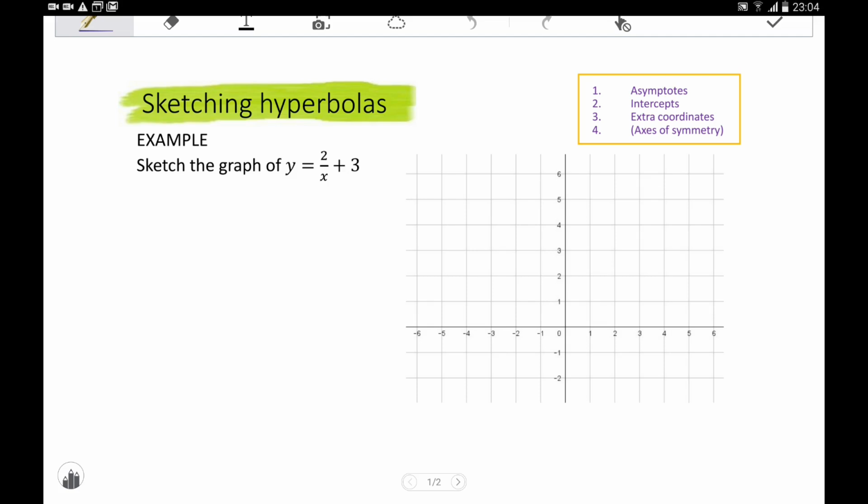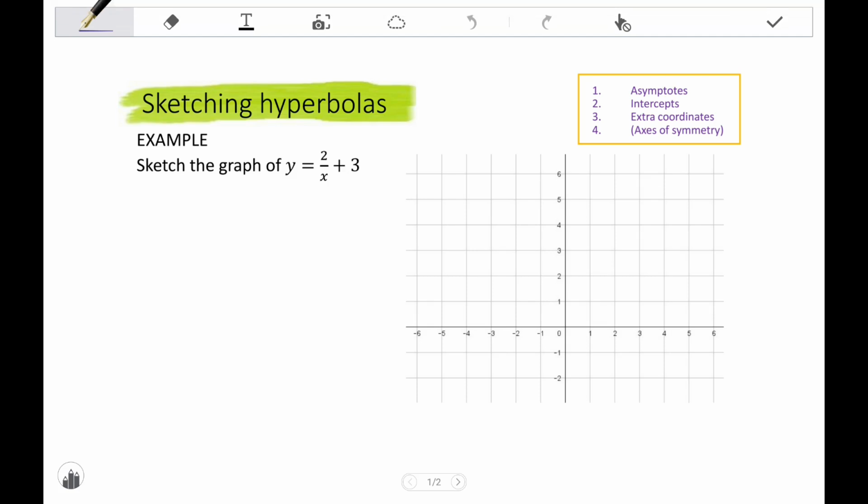In this video, I'm going to explain to you how to sketch hyperbolas. So our first example is: sketch the graph of y equals 2 over x plus 3. Now remember, every hyperbola has two asymptotes, so the first thing you want to sketch is the asymptotes. Okay, so write down the equations.